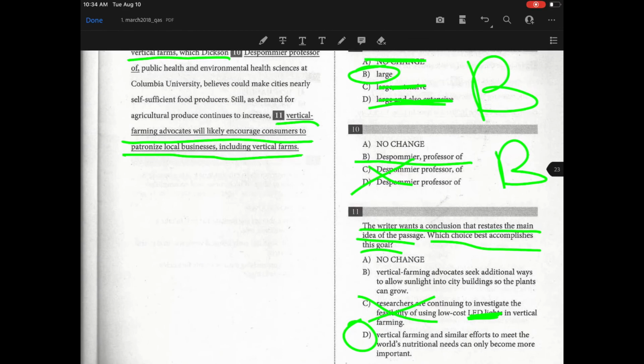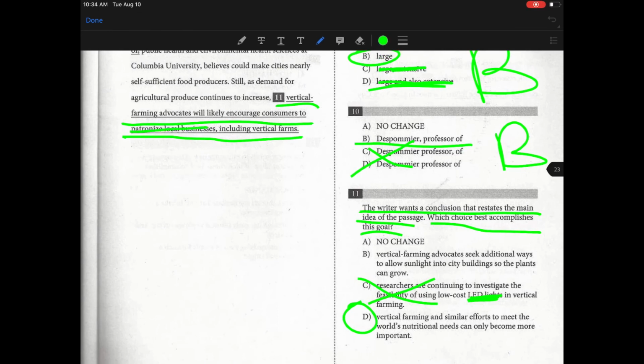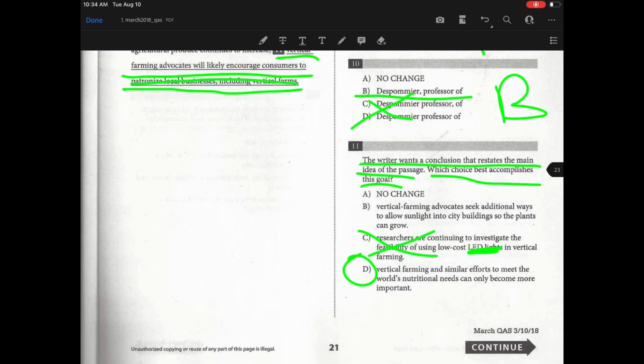Vertical farming advocates will likely encourage consumers to patronize local business. Nope. This is, again, too detailed, and these details are not necessary because the passage is not about supporting local businesses or doing anything connected with local little farmers or anything of that kind. No, none of that. This passage is about the advantages and benefits of vertical farming. In other words, they wanted to tell us how vertical farming is actually good. Okay? So vertical farming advocates seek, it's option B, additional ways to allow sunlight. It's not the main idea. So I'm going with D. Okay?